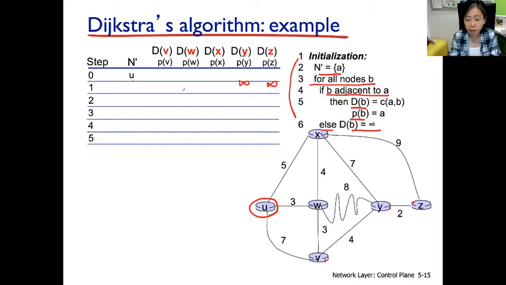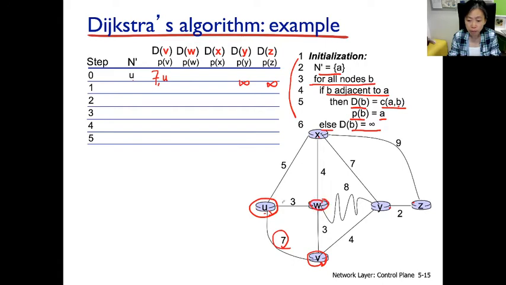And for V, W, X, the distance to V should be what? The link cost between the source and V. So between U and V, link cost 7. So 7 should appear here. The predecessor for such a path is definitely going to be U, because we just added U to the M prime set, and we're reaching V through a direct link. Therefore, the previous node must be the source, U.